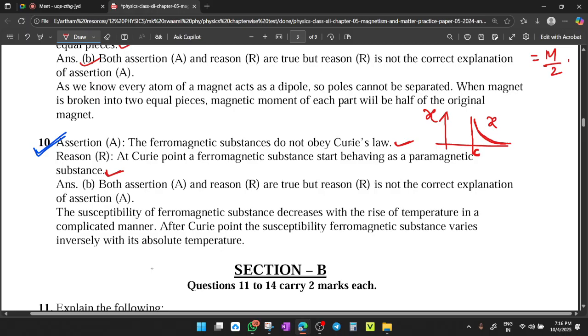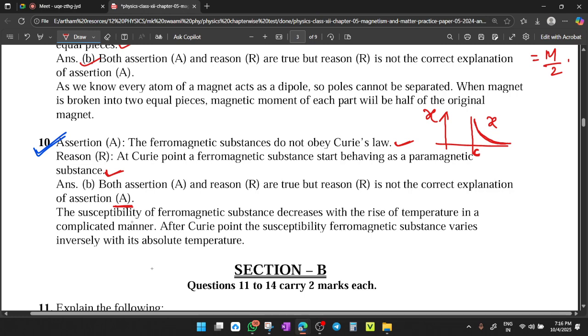You see, the ferromagnetic substance does not obey Curie's law. This is the statement that is true. But statement B does not give the correct explanation for statement A. So assertion and reason both are true, but R is not the correct explanation of assertion A. Clear?